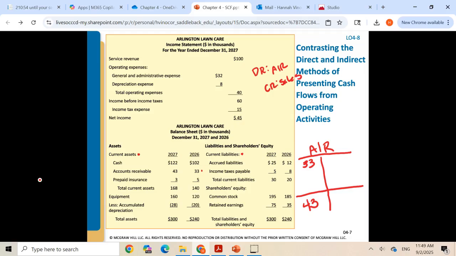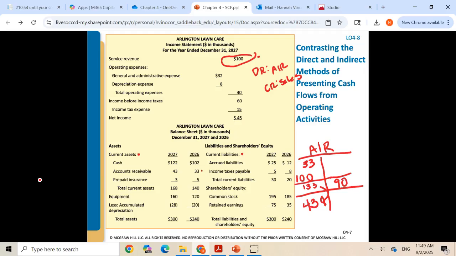However, we see that our revenue is $100, but accounts receivable only went up $10. So let's just see what happened through the year. Well, we made sales of $100, which means we would book debit accounts receivable for $100, right? Bringing our accounts receivable subtotal to $133. But we ended up with $43. So that must mean that at some point during the year, we had to credit our accounts receivable by $90.